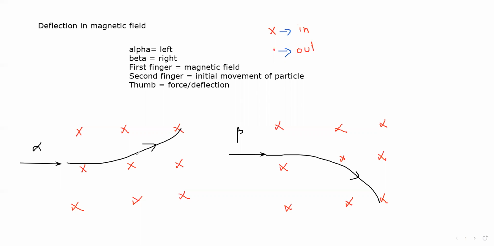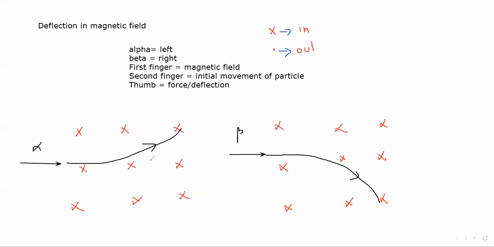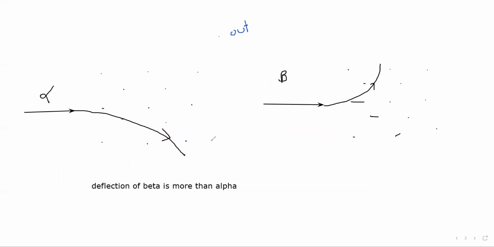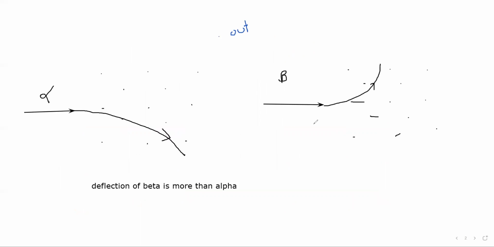So if it is cross, if alpha is moving up, beta will go down. If it is dot, alpha is going down, so beta will go up. So you can see when we change the direction of the magnetic field, the direction of the deflection will also change. In cross, alpha was going up, but in dot, alpha is going down. In cross, beta was going down, and in dot, beta is going up.